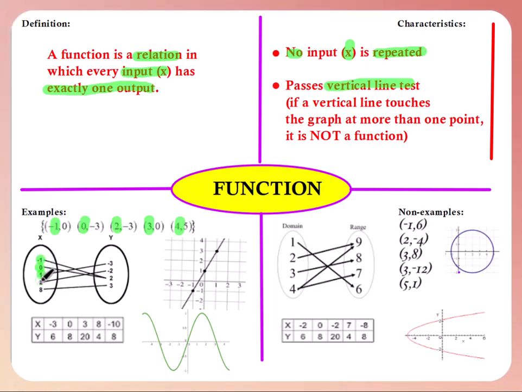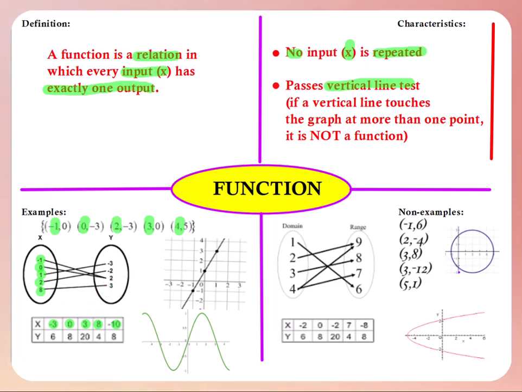We check each of our x's. One's a -1, one's a +1. No repeats. Now let's look at a table. Again, we're looking at the numbers. Do we have another -3? Nope. Another 0? No. 3? No. 8? No. -10? No. So no repeats with our x's.